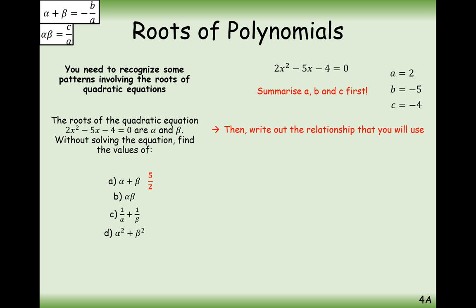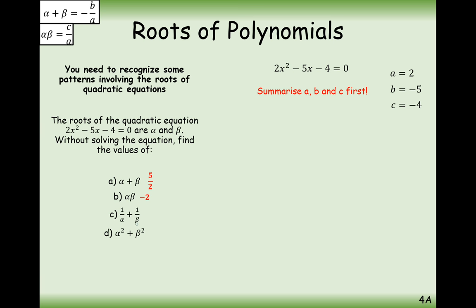Part B looks for us to find alpha beta, and we've also got a formula for that up in the top left as well. That's just c over a. So substituting the values, minus 4 over 2, and we get minus 2. So our two roots must times together to make minus 2. Okay, so those are the two easy questions when it comes to quadratics.